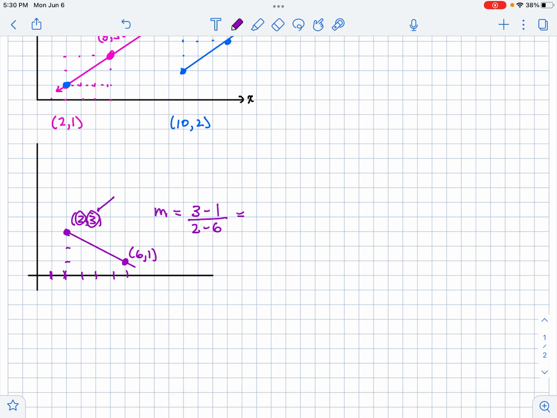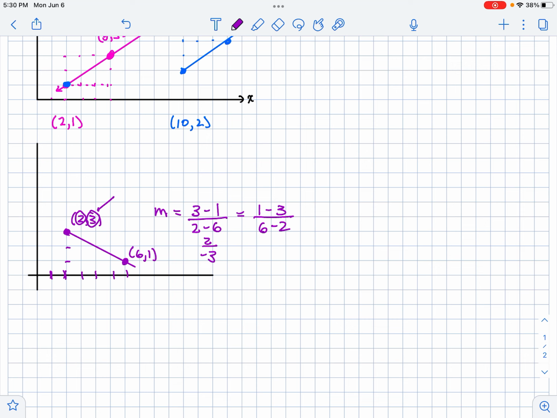In other words, I could have said this. I could have said, well, I'm going to do 1 minus 3 over 6 minus 2. I could have done that. You just have to be consistent. Now, if you look at this one, we're going to have 2 over negative 3, okay, negative 2/3. This over here is negative 2 over positive 3. Now, in both cases here, you see the slope is negative 2/3.